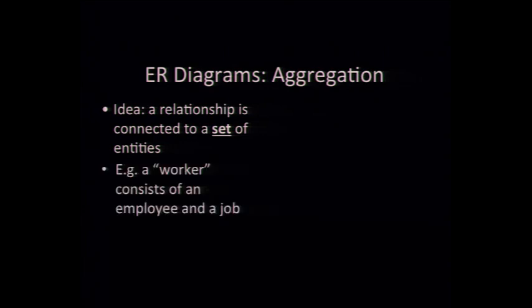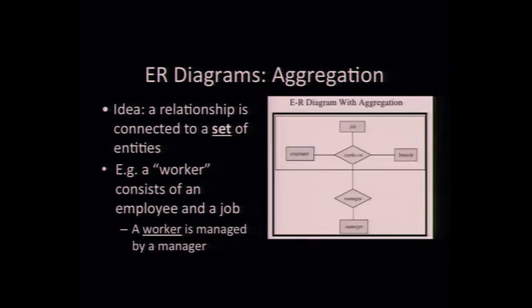So my example for you is you might have a worker, which consists of an employee and a job, right? And the worker is what's managed by a manager. Maybe you don't care about how the manager interacts with the job and the employee specifically, but that joint relationship. So what this ends up looking like in the diagram is you slap a box around the thing that you're calling the aggregated thing, and then that box can be connected to these relationships like that.